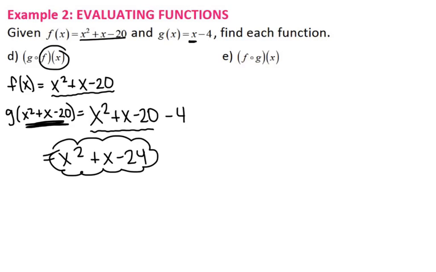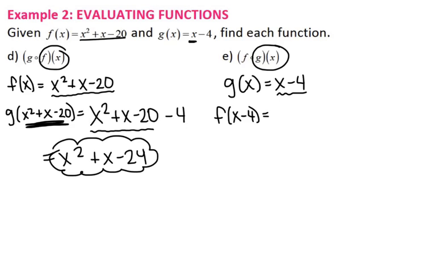And for letter E, instead of starting with the f function first like we did for D, we're going to start with the g function first. So I have g of x equals x minus 4. This becomes the input for your next function. So now I'm finding f of x minus 4. I can go ahead and replace that. So that's x minus 4 squared plus x minus 4 and then minus 20.